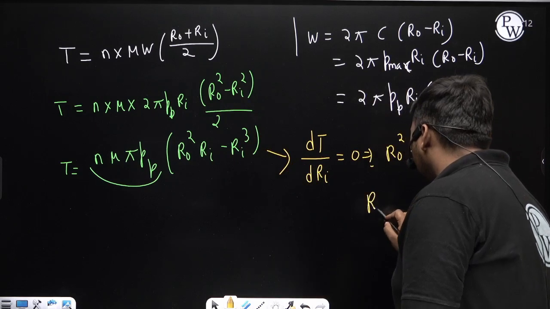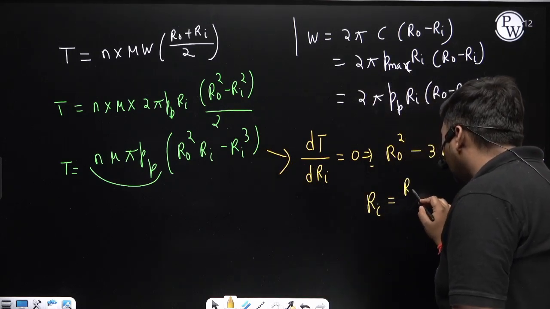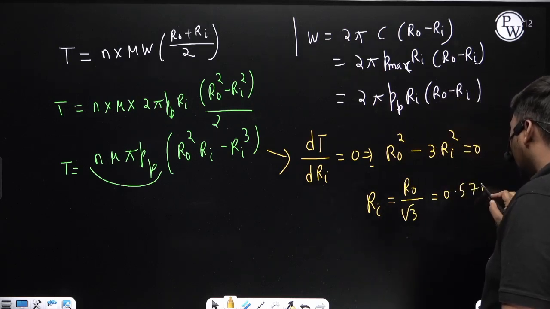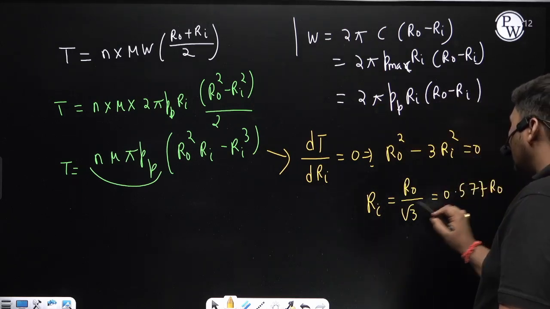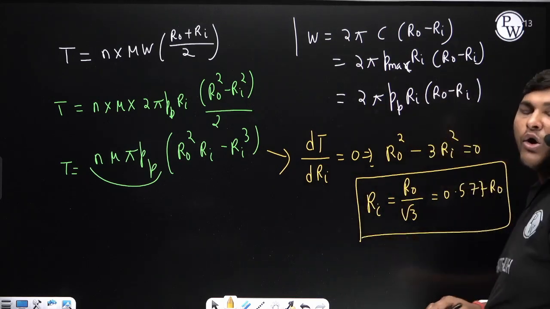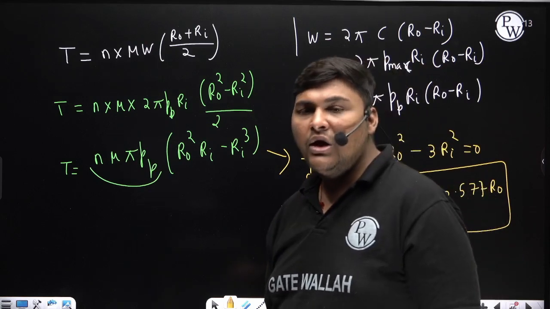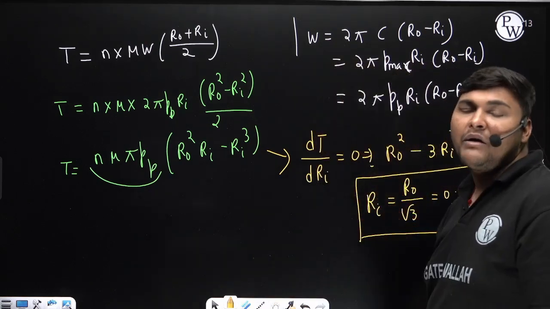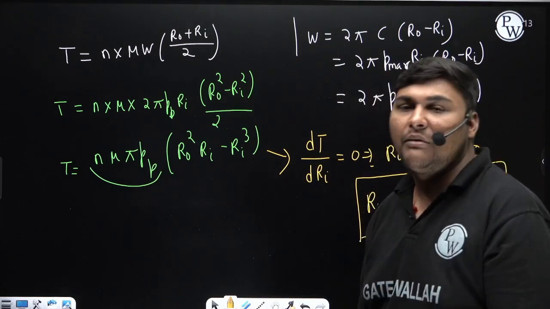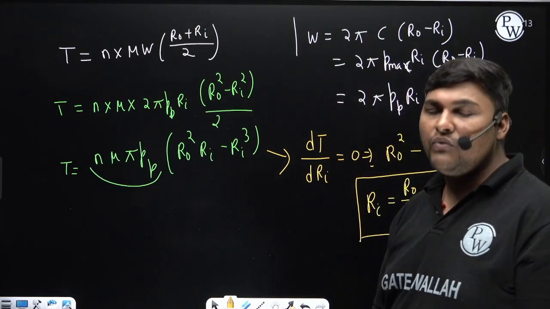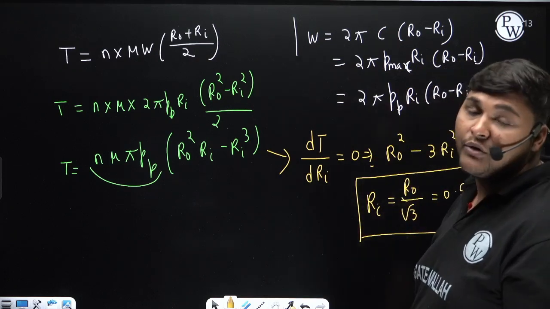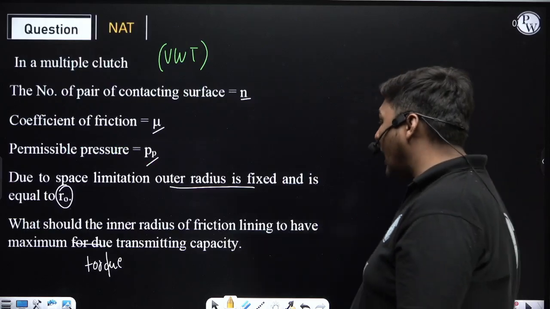From this equation, if you calculate Ri, it will come R0 divided by root 3 or 0.577 R0. So for any fixed value of R0, if we take Ri equal to R0 divided by root 3 or 0.577 R0, for this value of Ri the power transmitting capacity will be maximum by uniform wear theory. It means it is our optimum design for any fixed value of R0. So if you want, you can remember this.